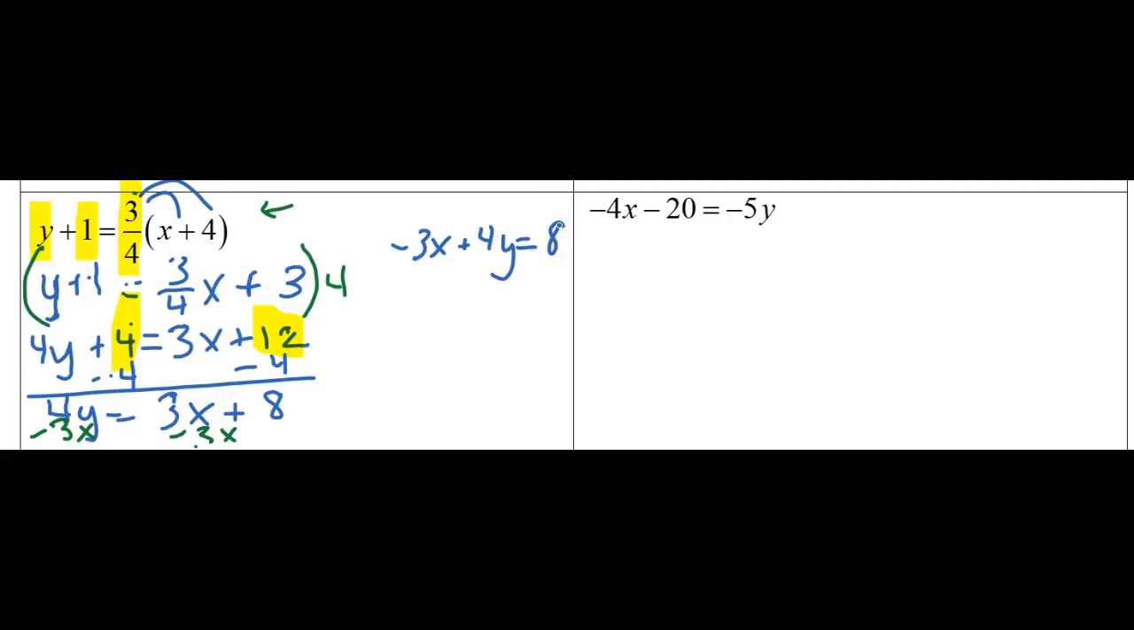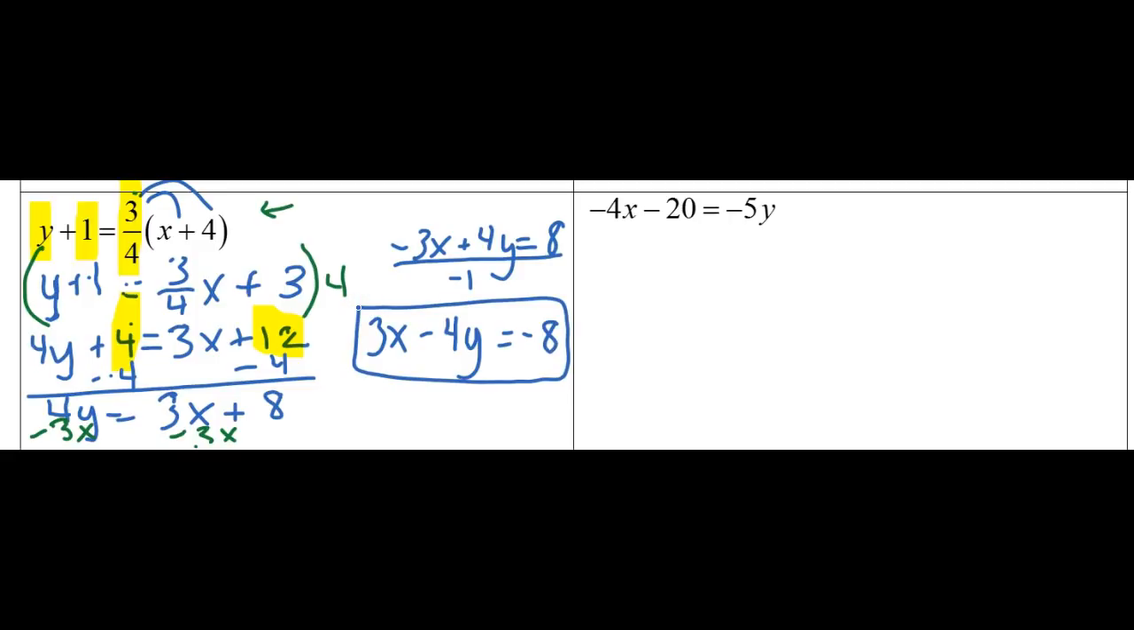Now the last time we had done this with our a term not being a positive number, we multiplied everything by negative 1. You can also have the option of dividing everything by negative 1 because it is the same exact process. So negative 3x divided by negative 1 is positive 3x. 4y divided by negative 1 is negative 4y. And 8 divided by negative 1 is negative 8. Now I have everything in the correct spots. There are no fractions and a is positive.